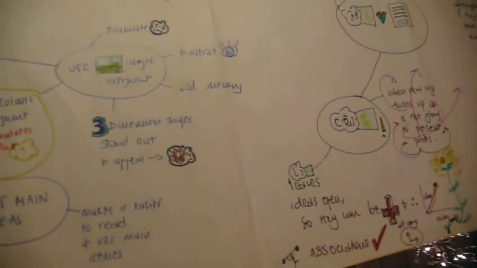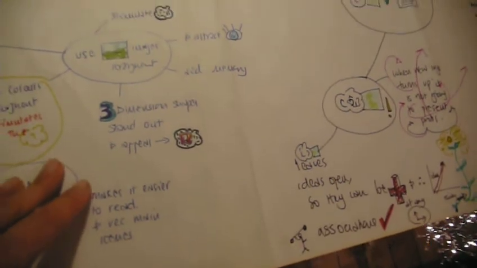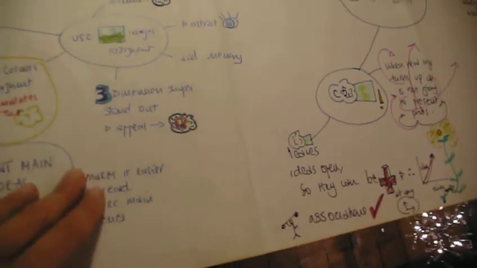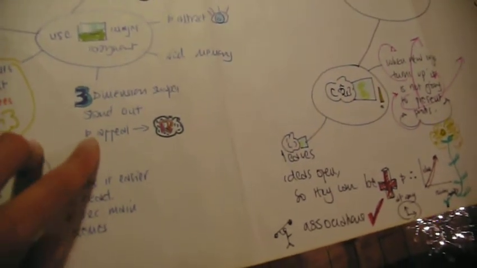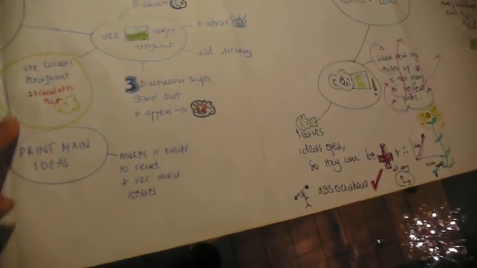But to get the right side of the brain harnessed, it really helps if you're using colour and dimension and these little cartoons that I've included here. So three-dimensional shapes, they appeal to the right side of the brain because they also stand out. Using colour for the same reason.